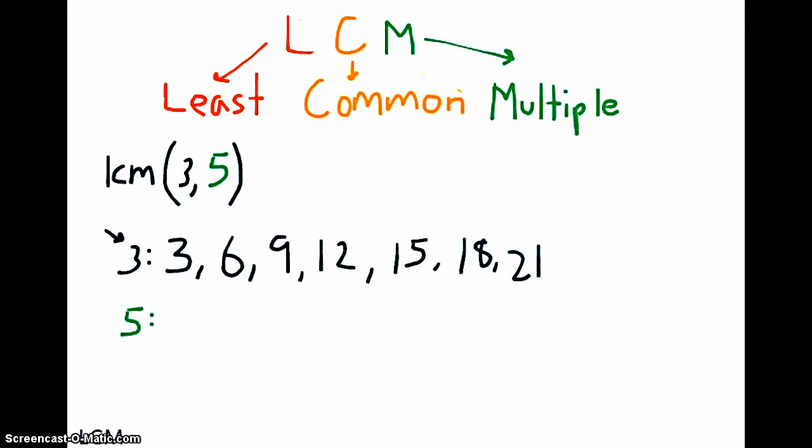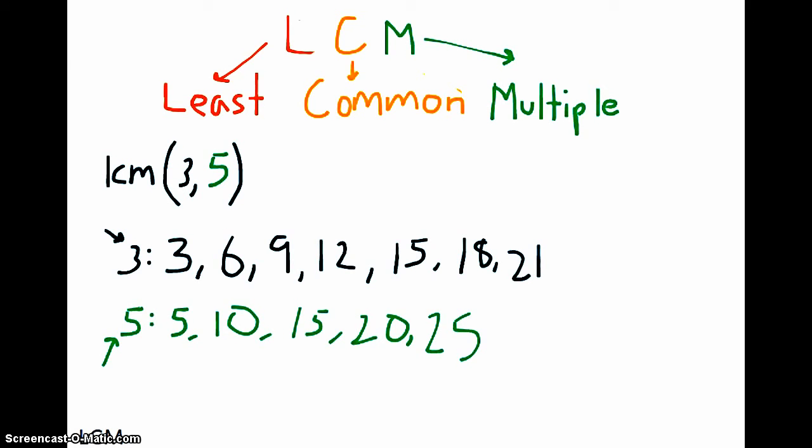Now, let's start listing the multiples for 5. And again, a multiple is any number times the number we're looking for, which in this case is the 5. So 5 times 1. Well, we start with 1. 5 times 2 is 10. 5 times 3 is 15. 5 times 4 is 20. 5 times 5 is 25. And we could obviously keep going on and on forever.